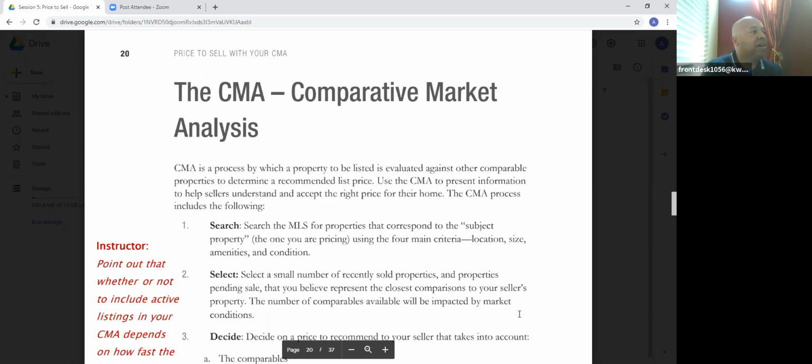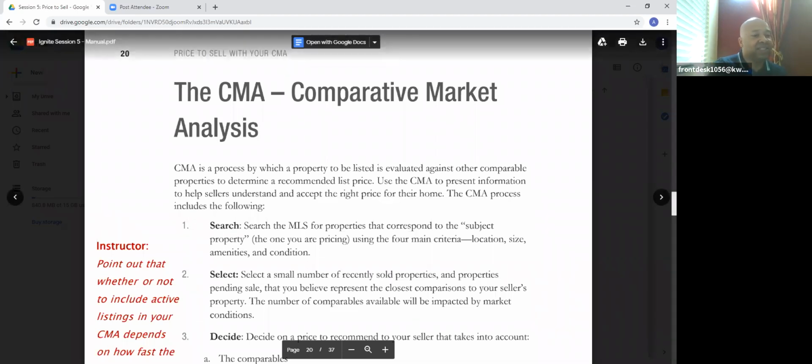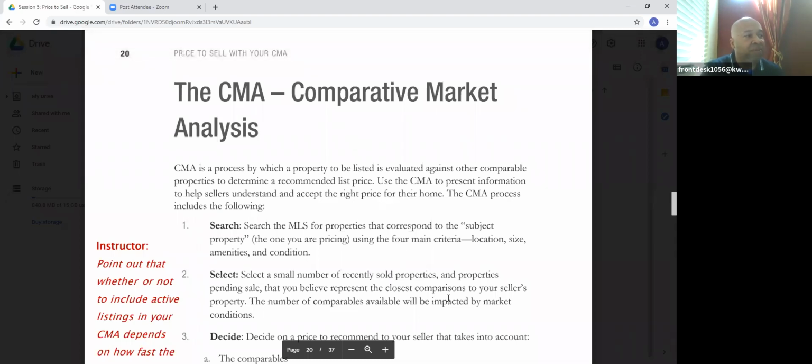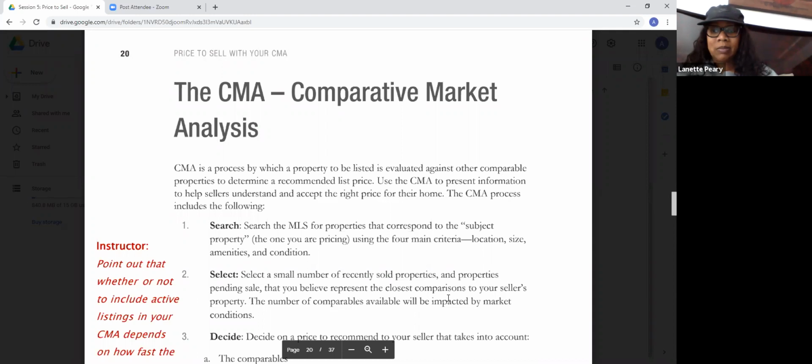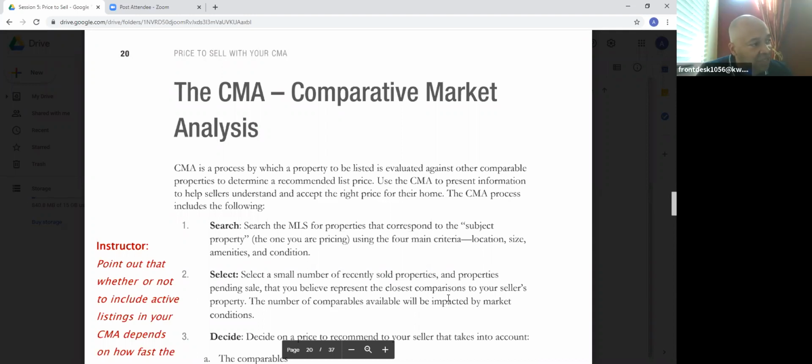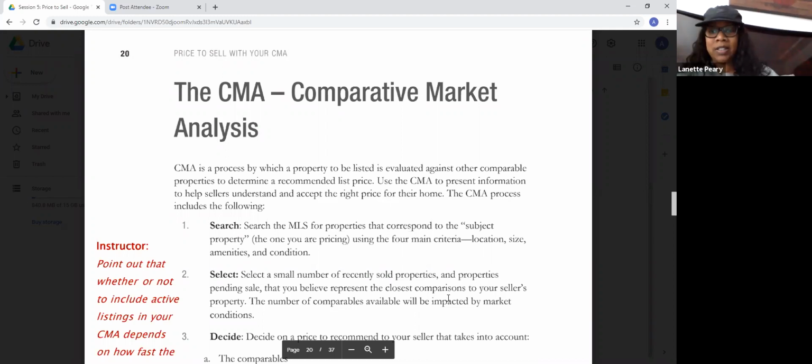So now we're on the CMA, Comparative Market Analyst. You search, select, and decide. How do you usually do your CMA? Do you search properties in the MLS, on websites? Both, yeah. That's the same way I do it. A few sold, a few pending, a few available. Yep, search the sold, the pendings, and the available.